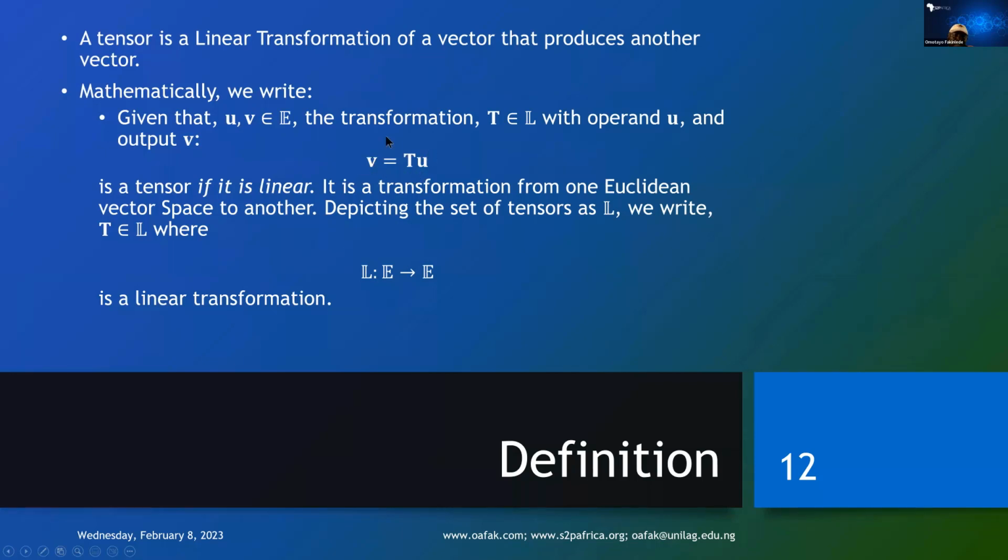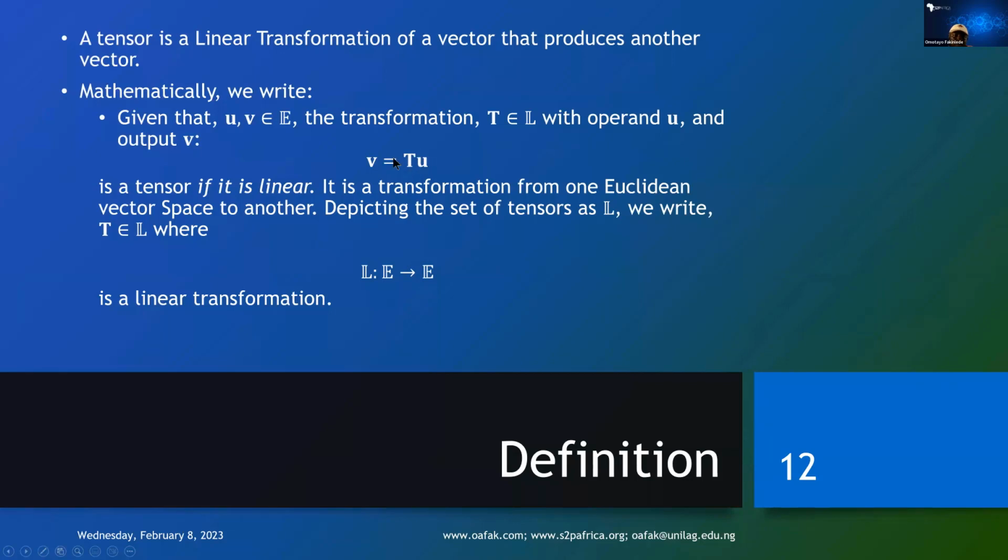There are authors and textbooks that you will read which will put a particular sign between this T and u to express the transformation. It can be a dot, it can be a circle times, it can be anything other than just leaving it blank. But for our own purposes, we would just put the tensor and concatenate it with the vector and represent the transformation that way. And we say that the result of that transformation is another vector v. So that is why you say v is equal to Tu, that is T operating on u.